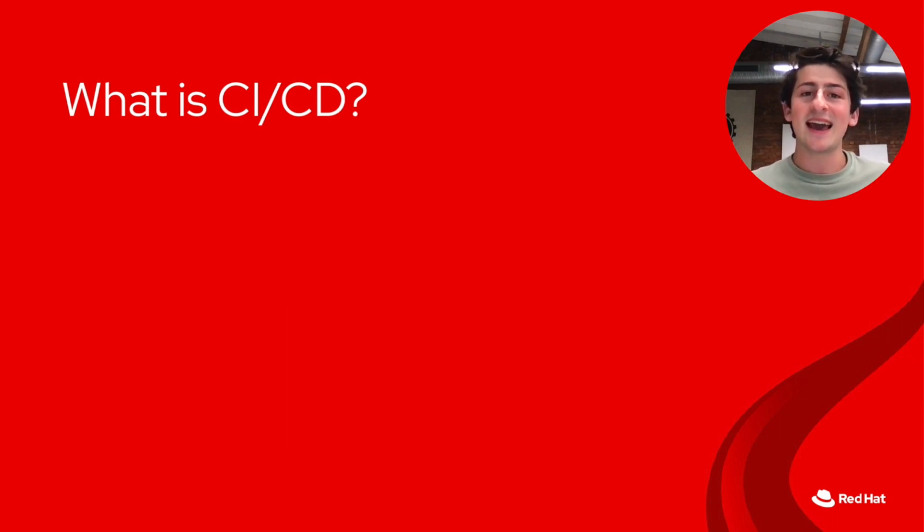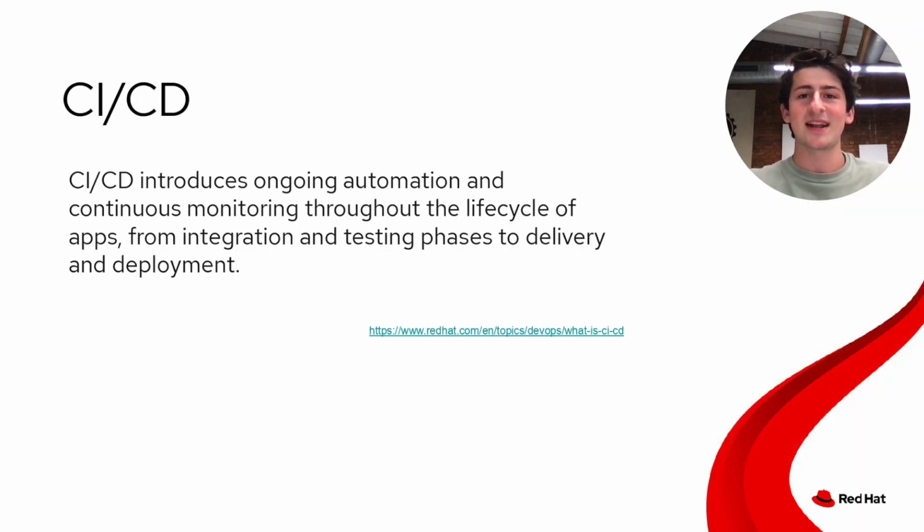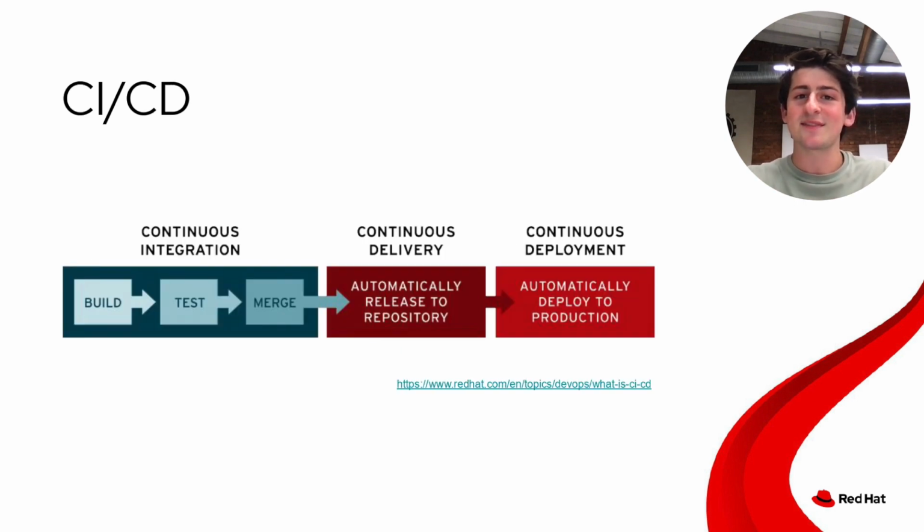So if you're like me about 8 to 10 months ago, you're probably wondering, what the heck is CI/CD? I've gone ahead to do the work and pull up the definition from the Red Hat website, and I believe it really encapsulates what the process of CI/CD is. CI/CD introduces ongoing automation and continuous monitoring throughout the lifecycle of apps, from integration and testing phases to delivery and deployment. And essentially, CI/CD has a few different meanings.